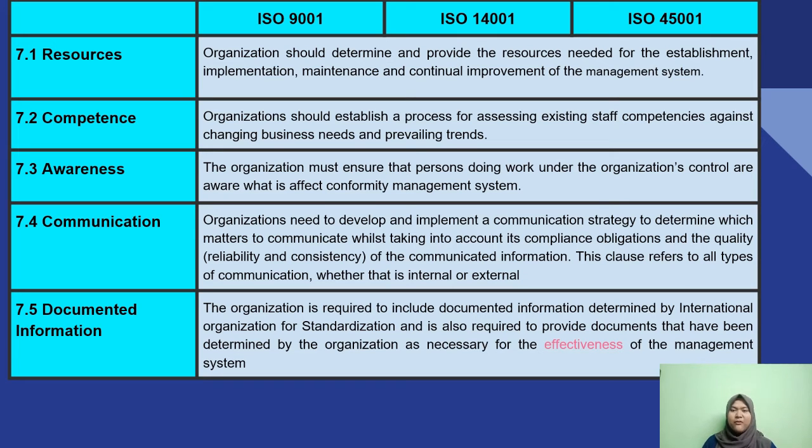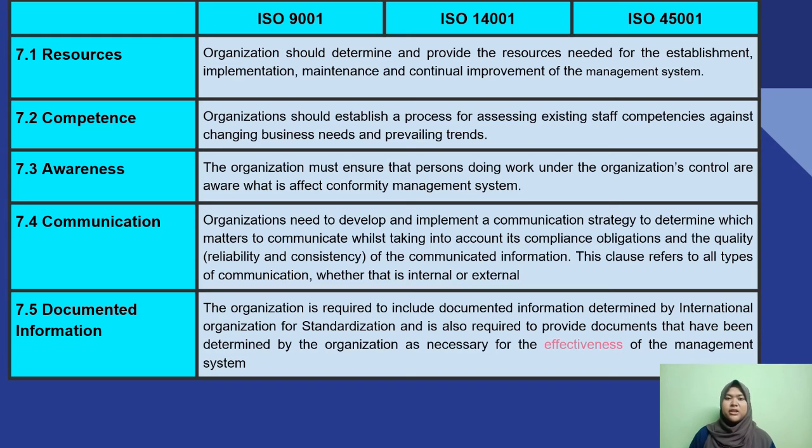Next, we move to 7.2, which is competence. Organization should establish a process for assessing existing staff competence against changing business needs and prevailing trends. The organization must ensure that these persons are qualified on the basis of education, training, and experience in regards to the management system performance. 7.3, which is awareness.